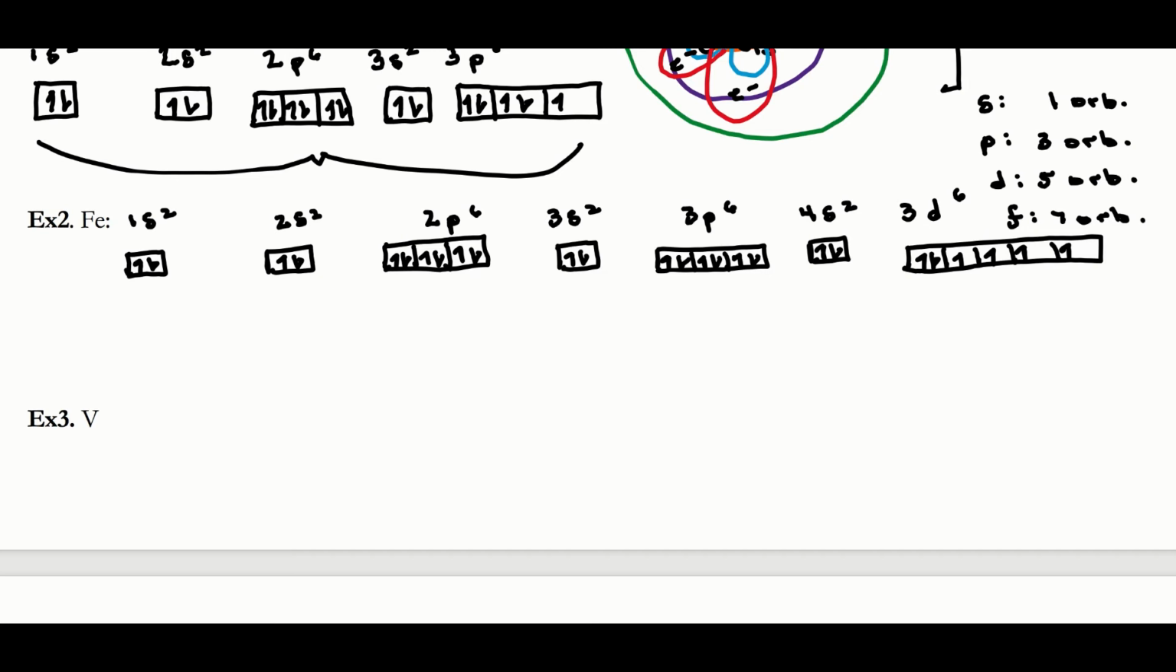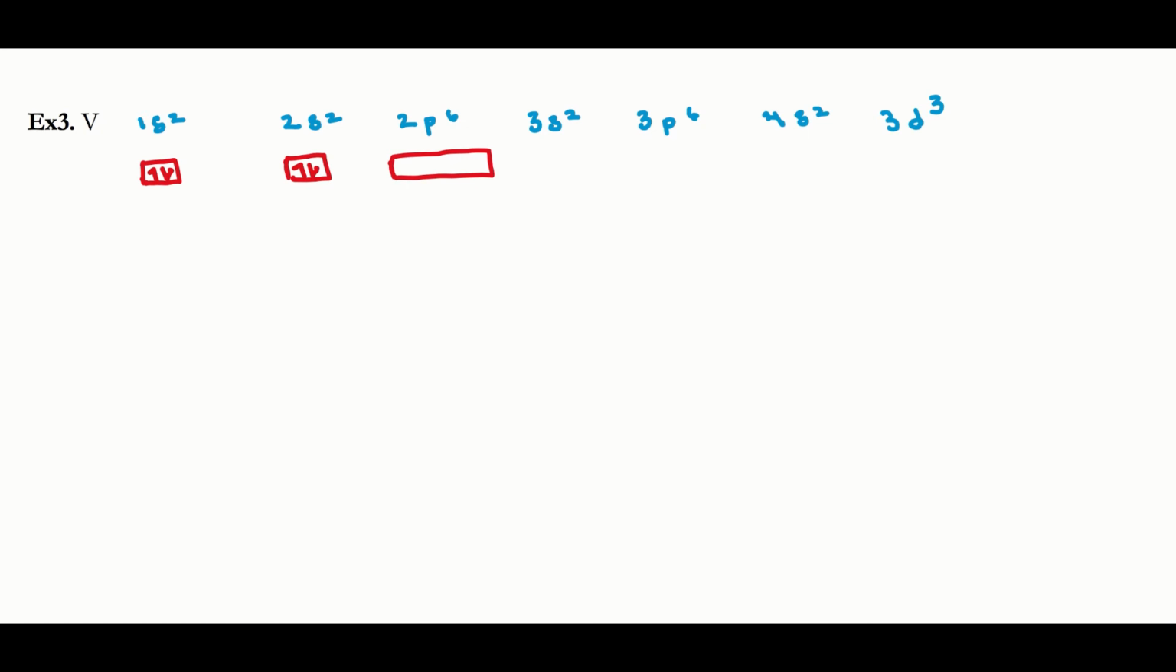Okay, let's look at one last one. All right, for vanadium. There's my electron configuration for vanadium. Okay. I'm going to draw my orbital diagrams. 1s has one orbital with 2 electrons. 2s has one orbital with 2 electrons. 2p has 3 orbitals, 1, 2, 3, 4, 5, 6 electrons.